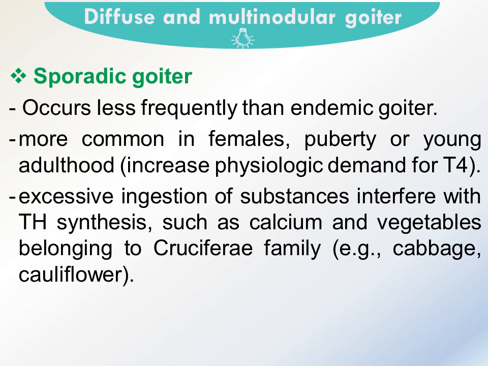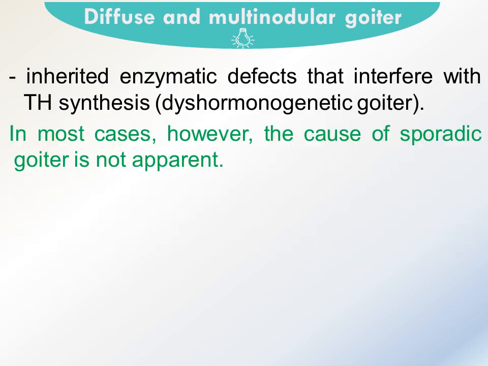We should know that sporadic goiter may be caused by excessive ingestion of substances that interfere with thyroid hormone synthesis, such as calcium and vegetables belonging to the Cruciferae family, for example cabbage and cauliflower. In other instances, goiter may result from inherited enzymatic defects that interfere with thyroid hormone synthesis, called dyshormonogenetic goiter. In most cases, however, the cause of sporadic goiter is not apparent.